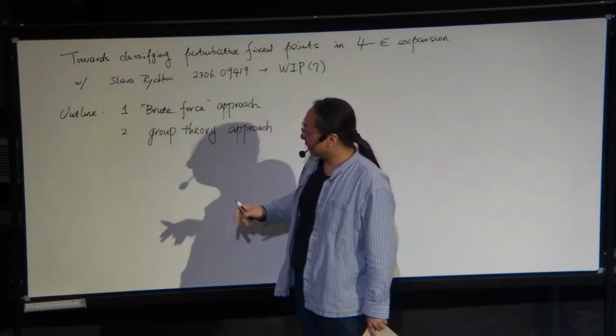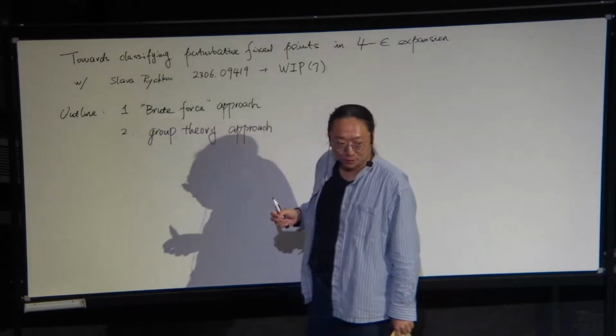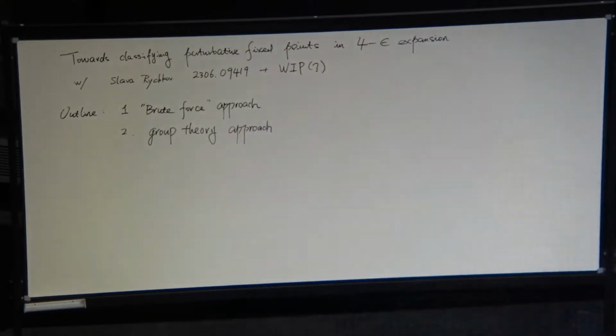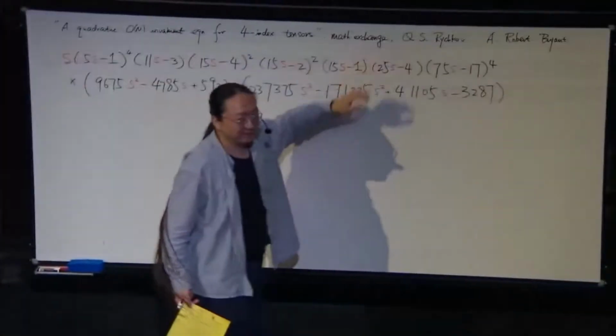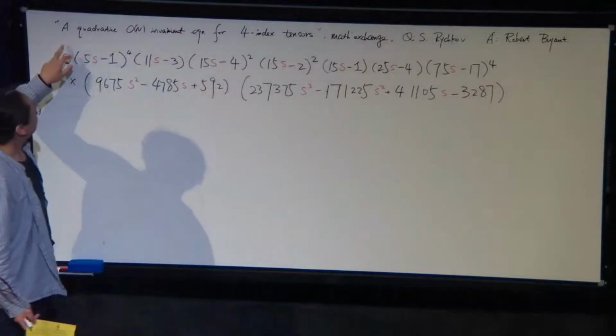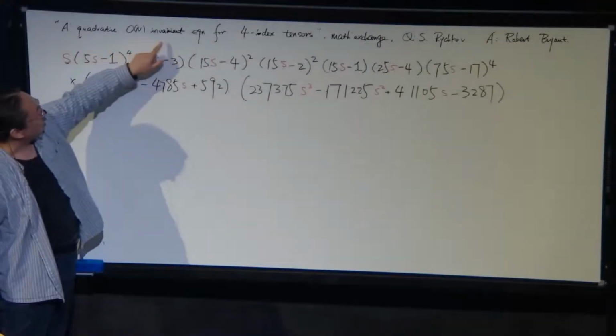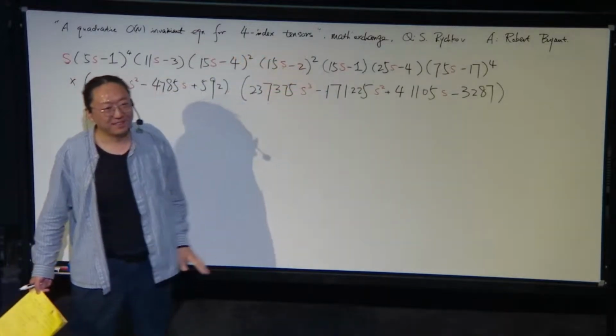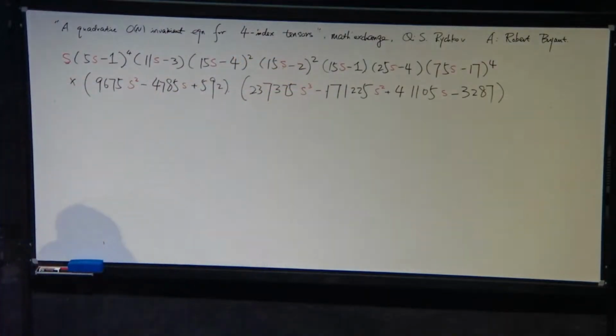The first approach is a more brute force approach, which is based on this question asked by Slava, answered by Robert Bryant on Math Exchange. You can search for this question, which is a quadratic O(N) invariant equation for 4-index tensors. Just search for it. There's a very good answer given by Robert. The second approach is more group theory, which I will explain.